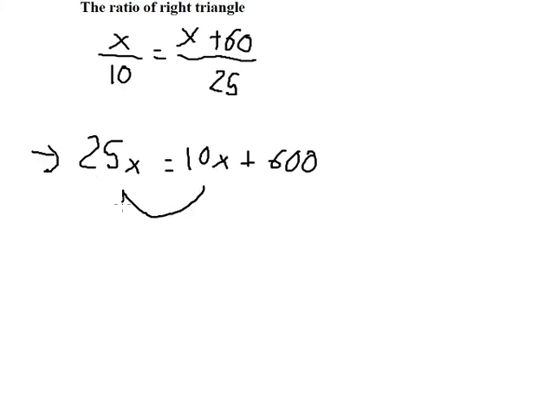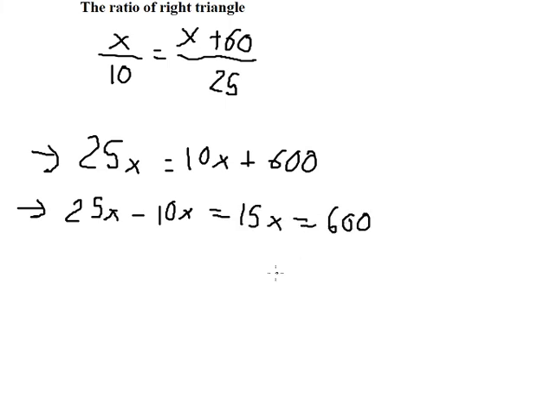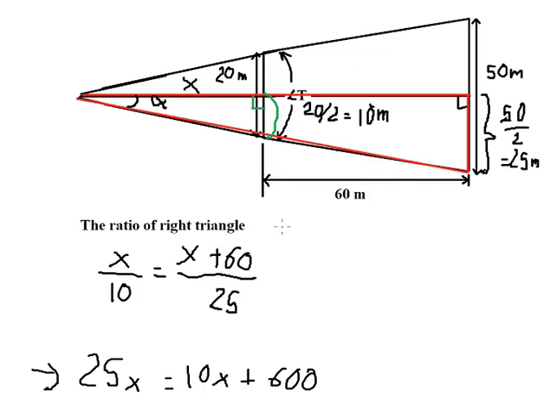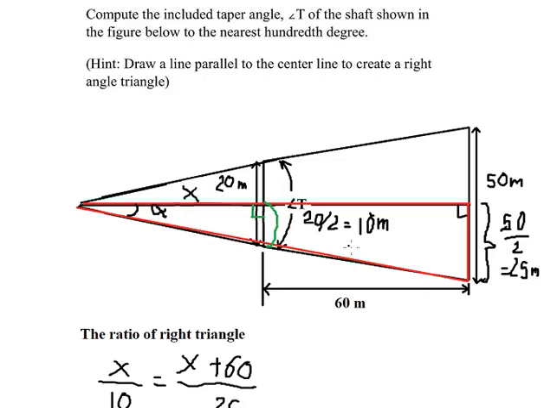And now we put this one to the left. So we have 25S minus 10S equal to 15S. After that, we divide both sides by 15. So this one, we have 40 meters. So this one we have 40 in here.